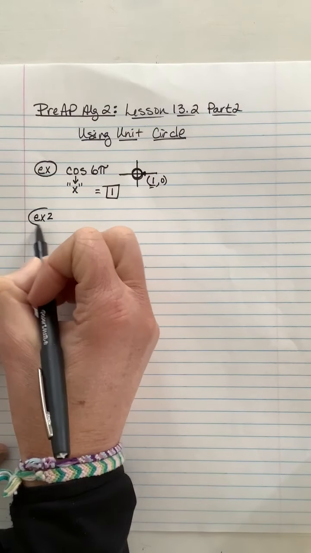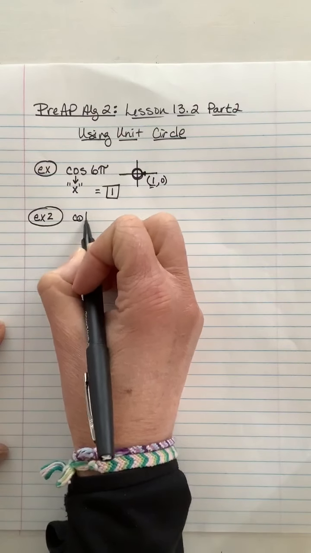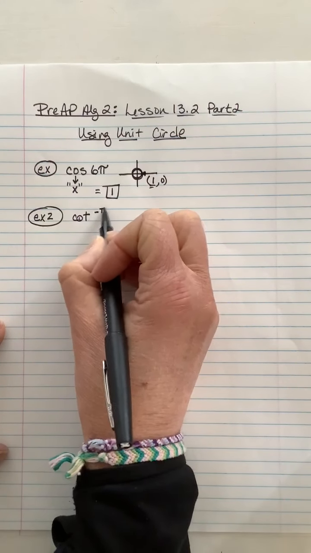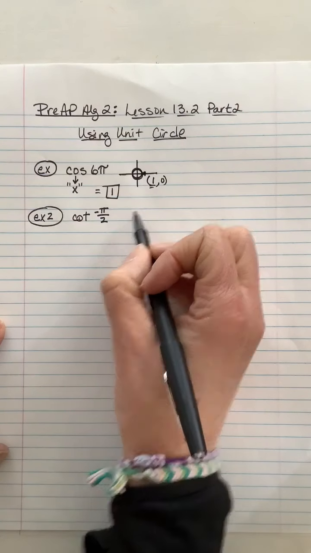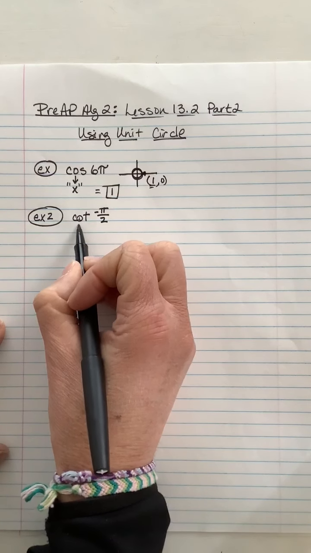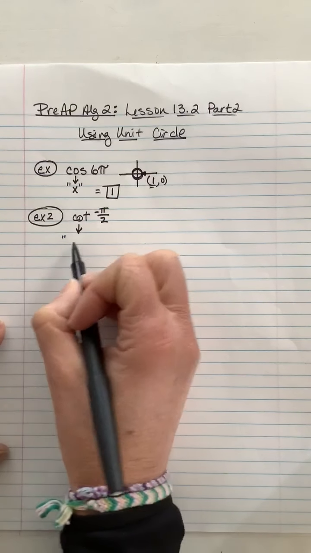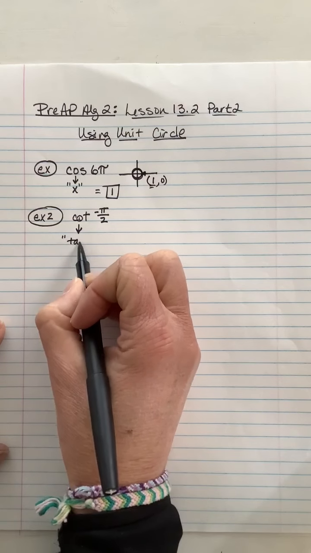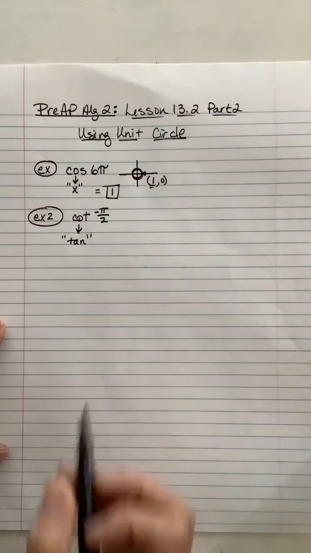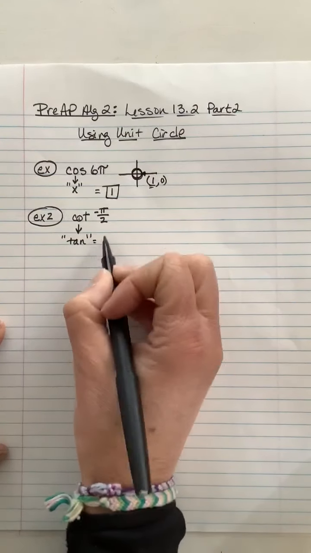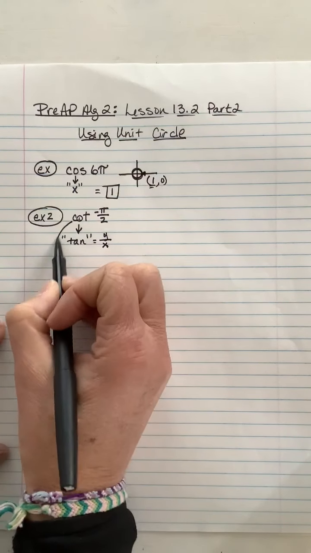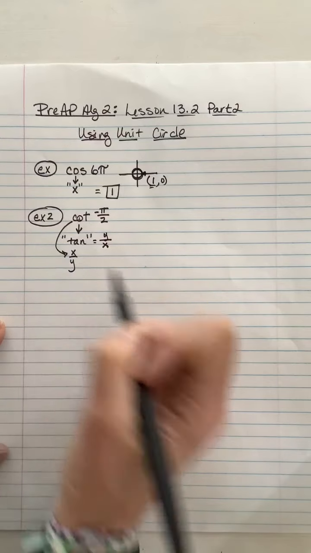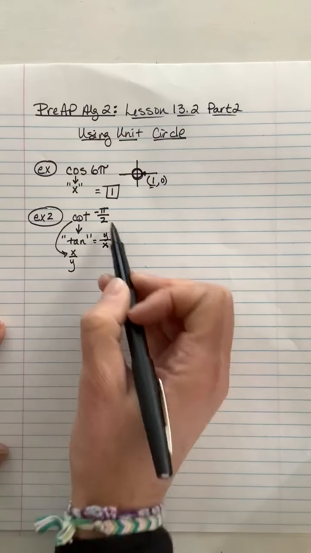Example number 2. Let's say we are looking at cotangent of negative pi over 2. So I see cotangent, and what I'm thinking in my head is reciprocal function for tangent. And when I think tangent, I of course think sine over cosine, which means that cotangent is going to be x over y. I'm just kind of getting the thought there.